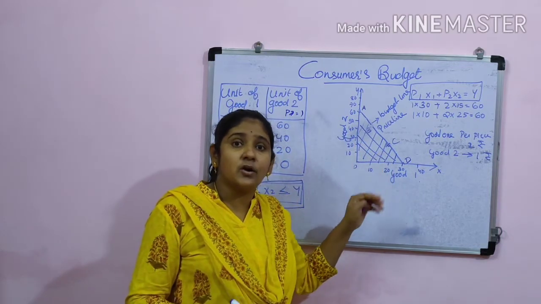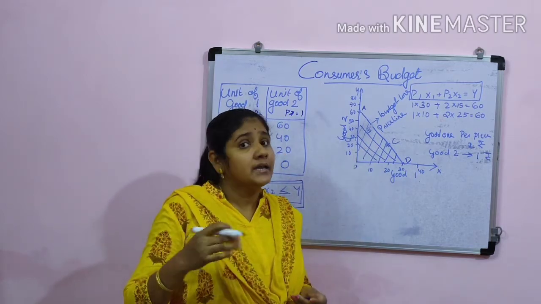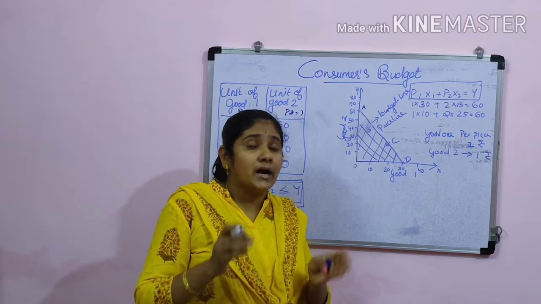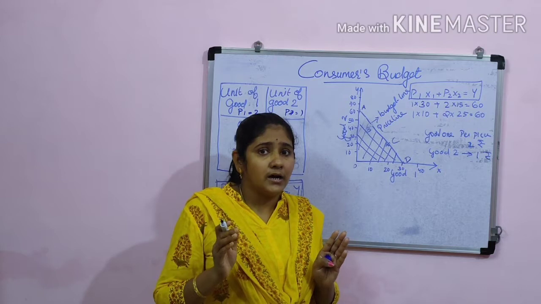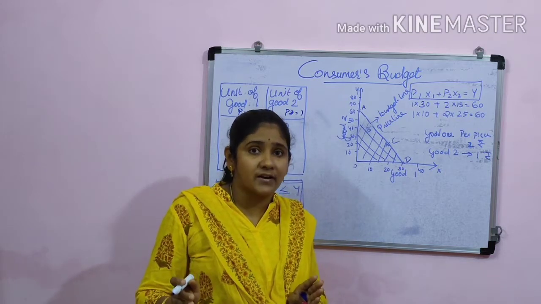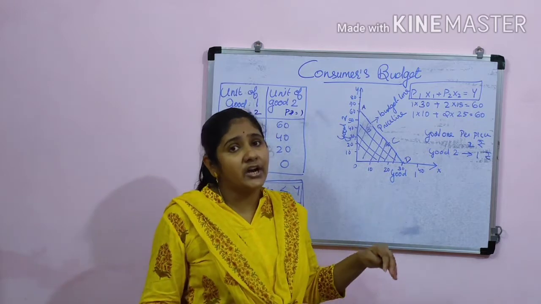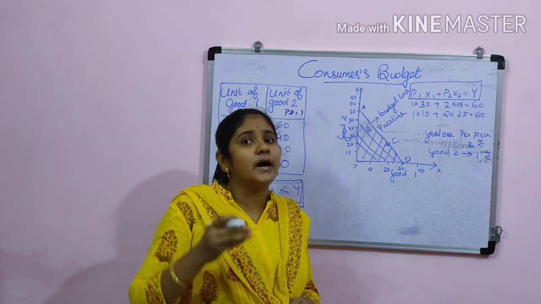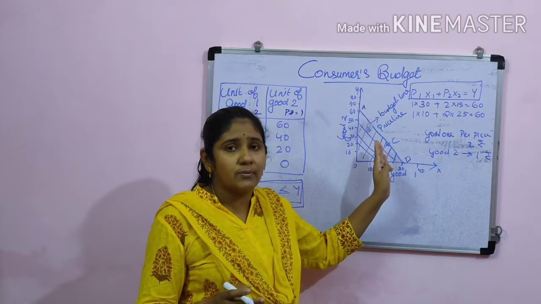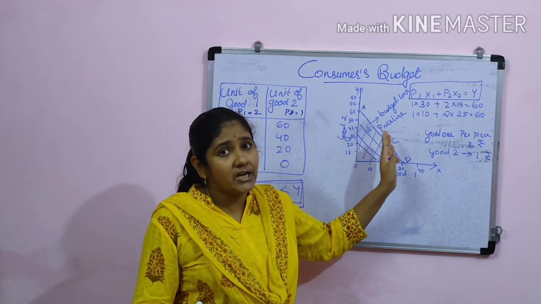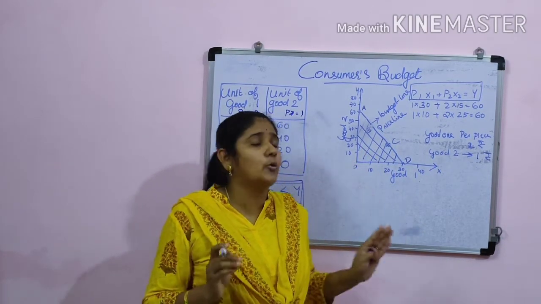All the combinations on the price line mean the customer will be spending the full amount of his income. If it is below, in that case, a part of his income may be saved or something like that. Anyway, that portion is attainable, he is able to afford the cost of the commodities.